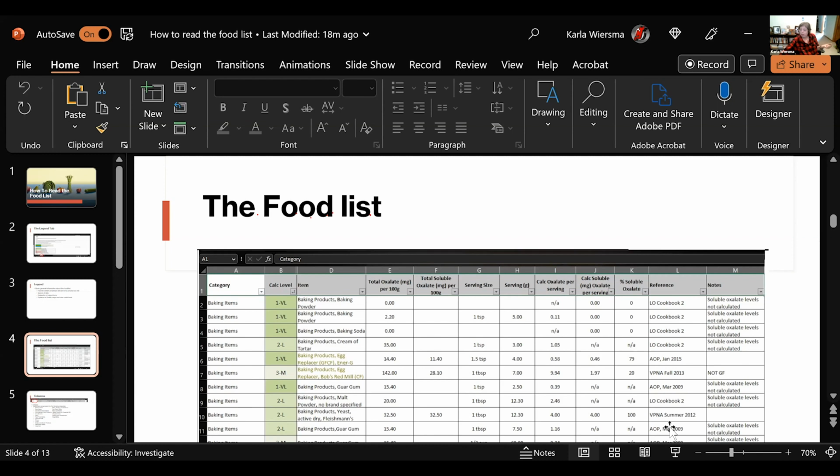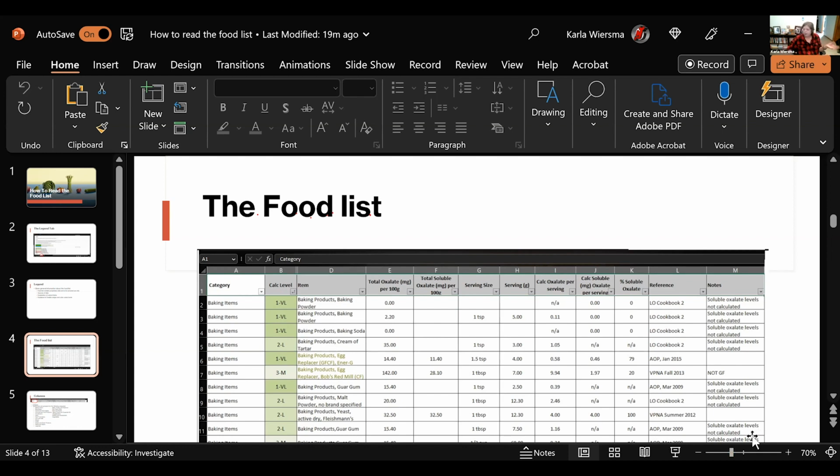What reference did that data come from? Did it come from a study? Did it come from the VP Foundation in their updates, the low oxalate cookbook, or some of our in-house testing?